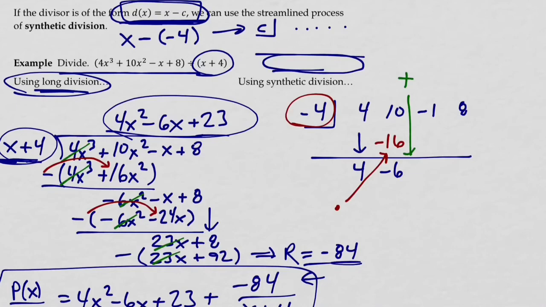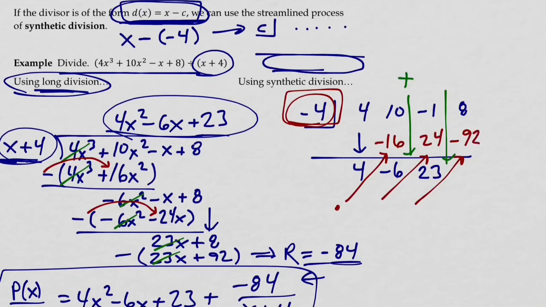Multiplying diagonally, negative 6 and negative 4 gives me a positive 24. Adding 24 and negative 1 gives me positive 23. Multiplying diagonally, 23, and we always multiply with negative 4. 23 times negative 4 is negative 92. And then finally adding vertically, we end up with negative 84.